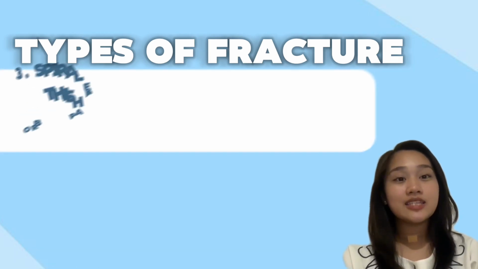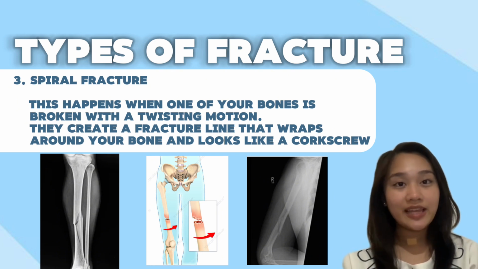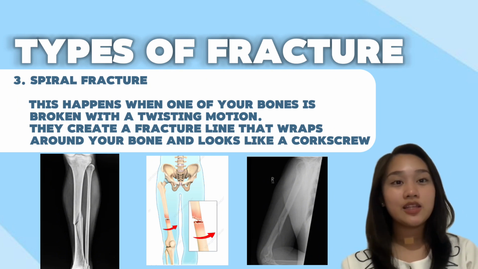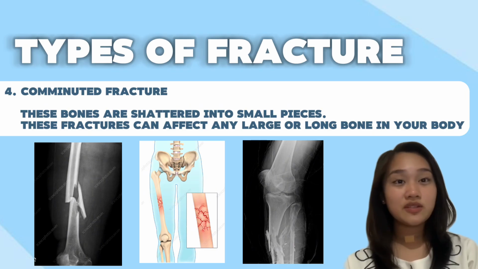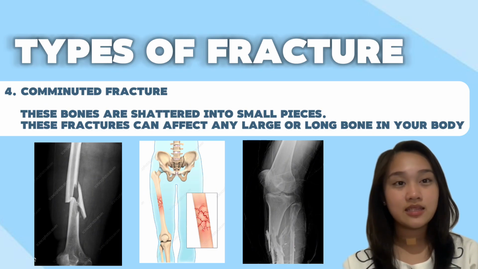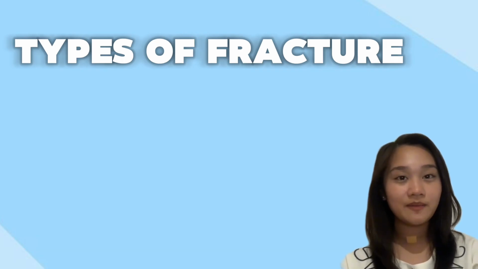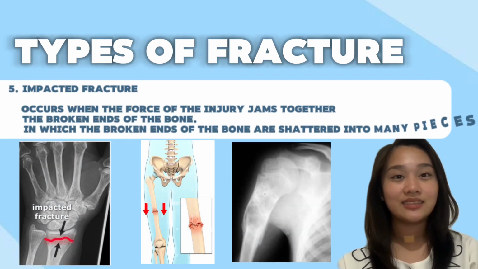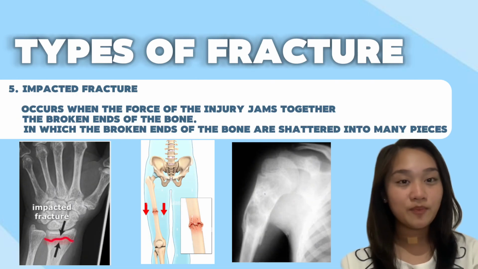Number 3. Spiral. This happens when one of your bones is broken with a twisting motion. They create a fracture line that wraps around your bone and looks like a corkscrew. Number 4. Comminuted. These bones are shattered into small pieces. These fractures can affect any large or long bone in your body. Number 5. Impacted. Occurs when the force of the injury jams together the broken ends of the bone.